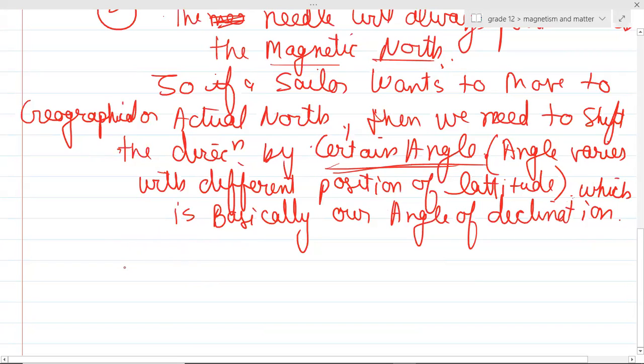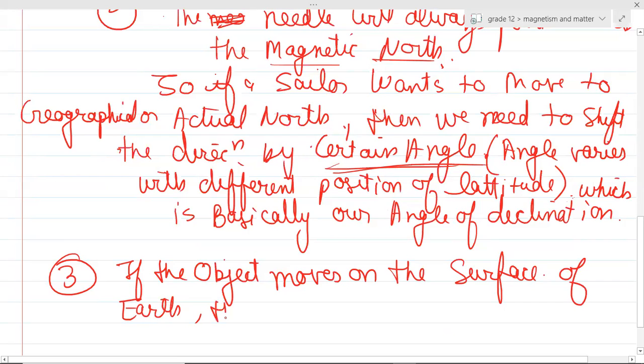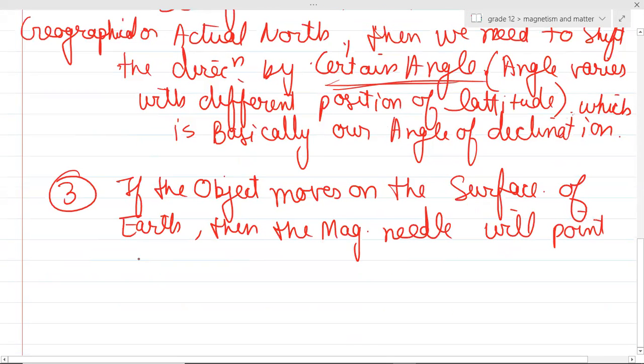Anyways, third point: if the object moves on the surface of Earth, then the magnetic needle will point towards the horizontal component of Earth.